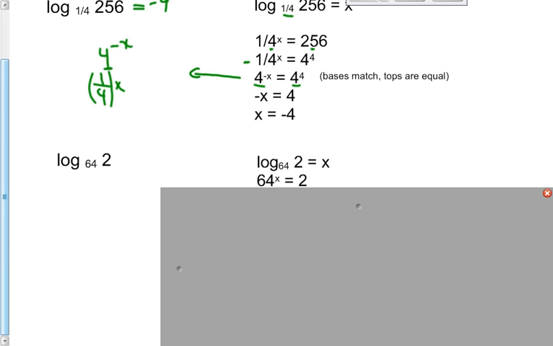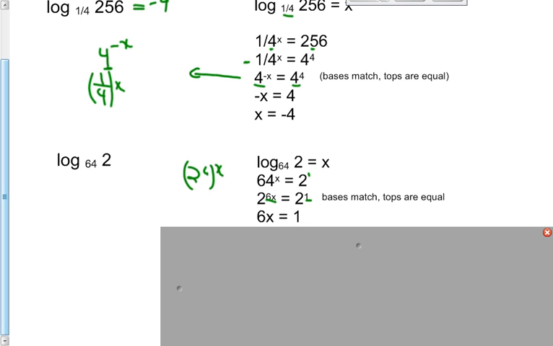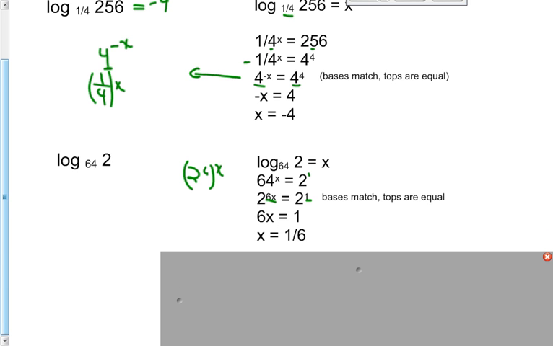64 does come from 2's, so I'm going to change it so I can get both of these bases to be from 2. Right now I've got 2 to the first. I need to change 64. 64 is 2 to the 6th, 2 to the 6th, then raised to the x. Power property lets me just write this as 2 to the 6x equals 2. Now my bases match. My tops can be set equal to each other. Tops are 6x equals 1, and I can solve for x. X equals 1/6. So log base 64 of 2 has a value of 1/6.